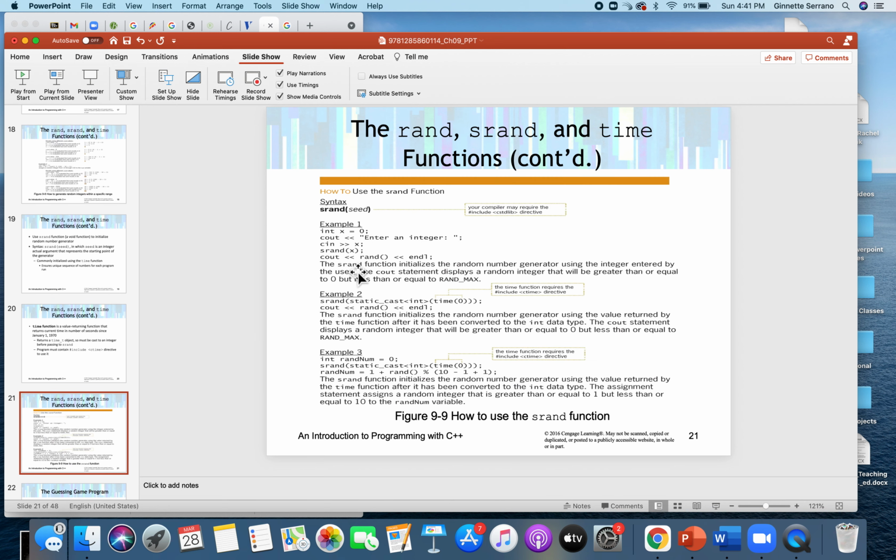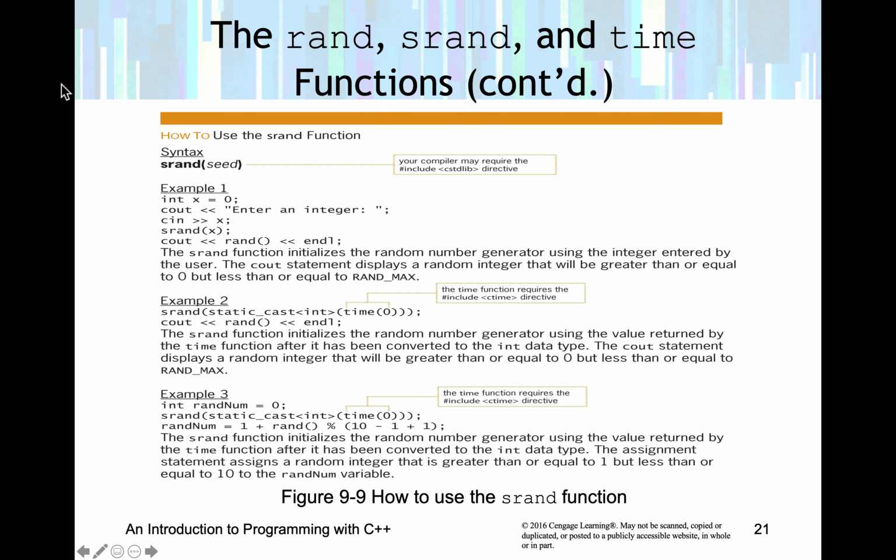And here's an example. So they have x equals 0. It has to enter an integer. Let's say we enter the integer 5. We call srand 5. We see out random. And it says that the srand function initializes the random number generator using the integer entered by the user. The cout statement displays a random integer that will be greater than or equal to 0, but less than or equal to rand max. So let's try that one first to see what that does.